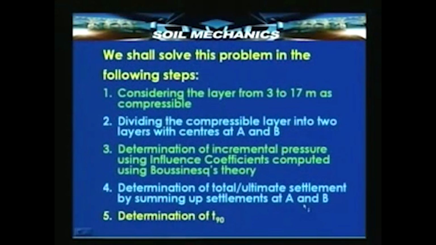This incremental pressure we will be calculating using Bushnell's theory and by finding out influence values. Then the total or ultimate settlement we will calculate at point A as well as at point B. The sum of the two will give us the total final settlement in the entire clay layer. And after this, of course, knowing the value of CV, we will determine T90.